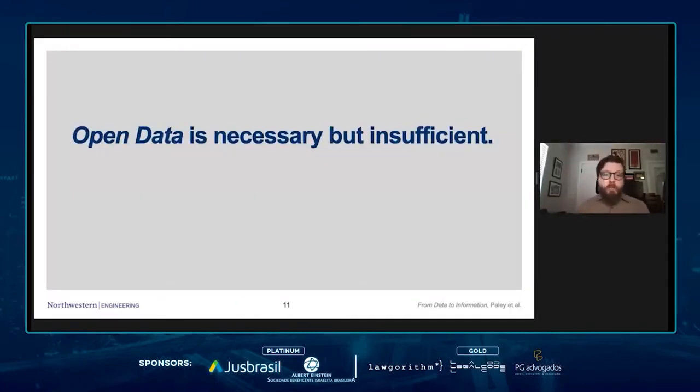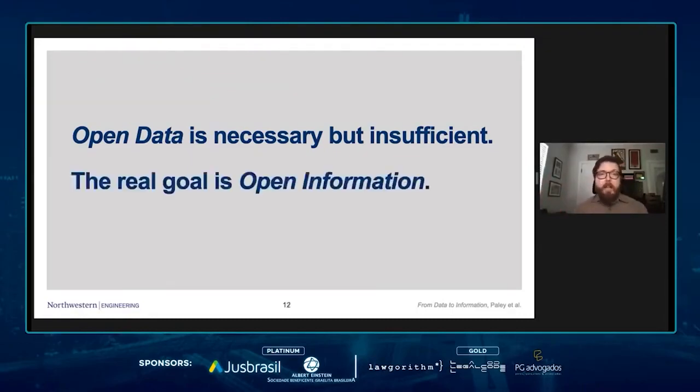And this is true broadly. So we're talking about US federal court data right now, but any open data, open government initiative that stops at, we've put the data online somewhere, now you go figure it out, is sort of half the battle. And what we really want is open information. And this is really what we mean when we say open data. It's sort of a proxy, but it's a halfway.